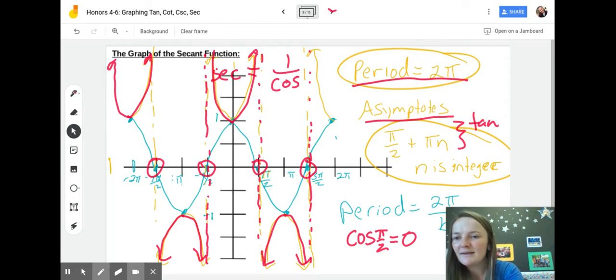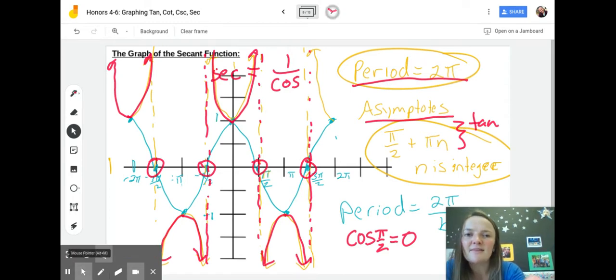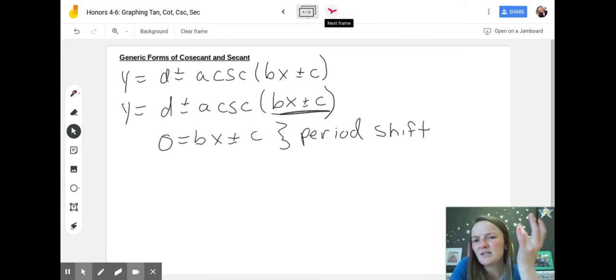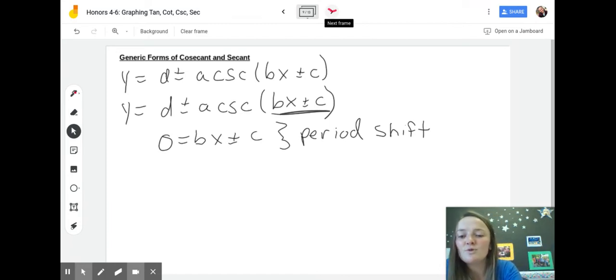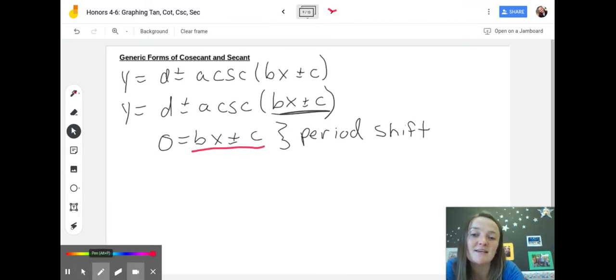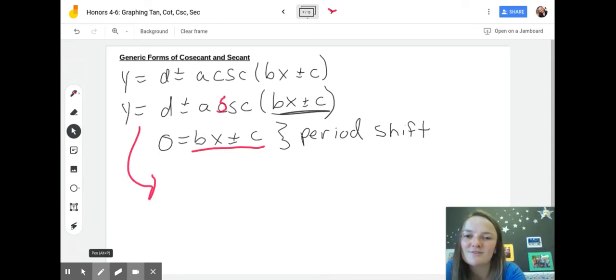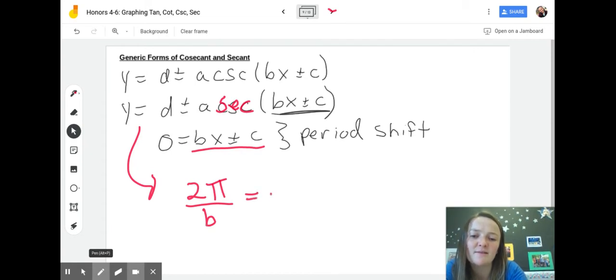All right, let's go ahead and keep on moving. The next thing that students did is I just defined generic forms of the cosecant and secant functions. This was really quick because honestly, it's the same as sine, same as cosine, same as tangent, et cetera. If you want to find a phase shift, you need to set the inside equal to 0. In addition to that, the periods for cosecant and secant are 2 pi over b. So same thing as sine and cosine. To find the period, you're going to take 2 pi and divide it by b.